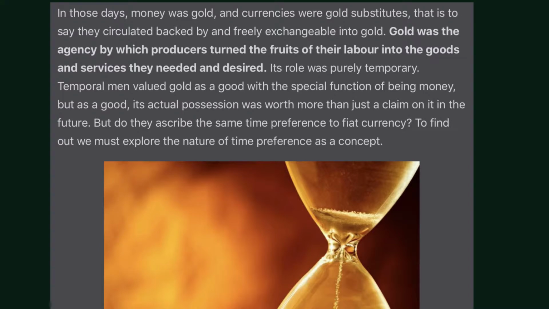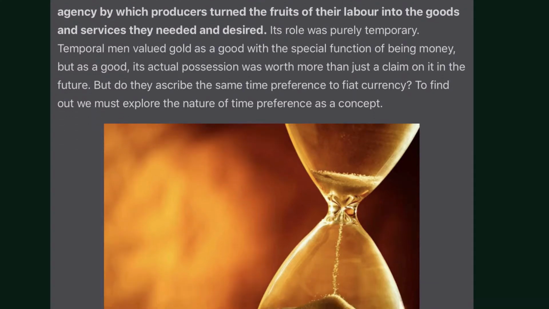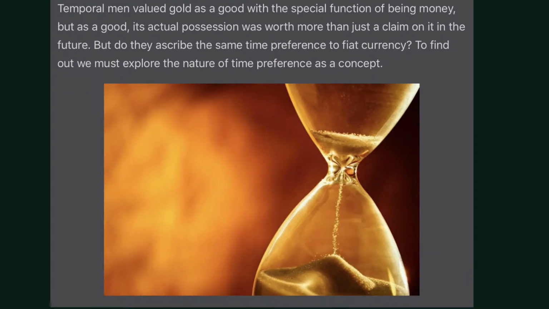In those days, money was gold, and currencies were gold substitutes. That is to say, they circulated backed by and freely exchangeable into gold. Gold was the agency by which producers turned the fruits of their labor into the goods and services they needed and desired. Its role was purely temporary. Temporal men valued gold as a good with the special function of being money, but as a good, its actual possession was worth more than just a claim on it in the future.